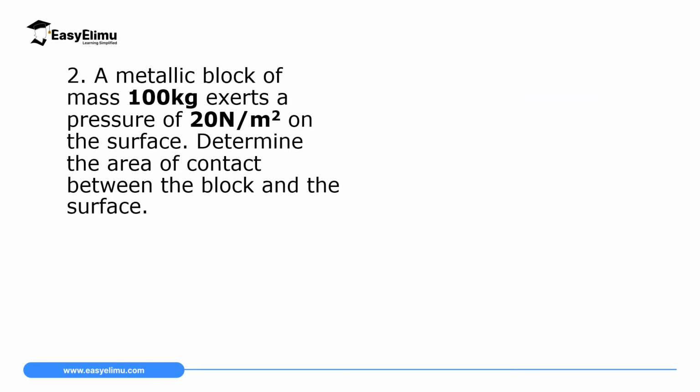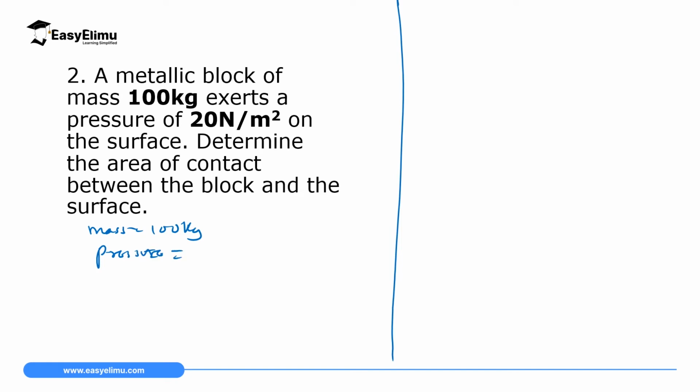Another question, a metallic block of mass is equals to 100 kgs exerts a pressure. We have pressure in this case. Pressure is equals to 20 newtons per square meter on a surface. Determine the area. We are now looking for area of contact between the box and the surface. So what you do first, you write the formula. Pressure is equals to force over area.